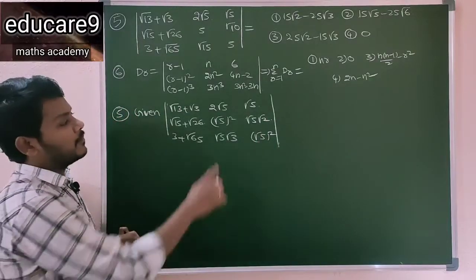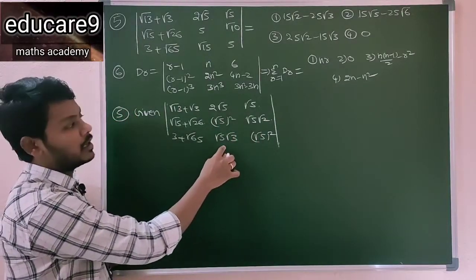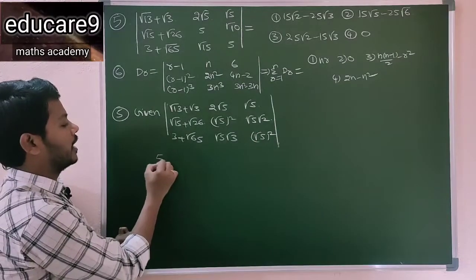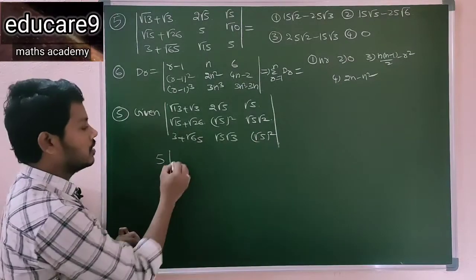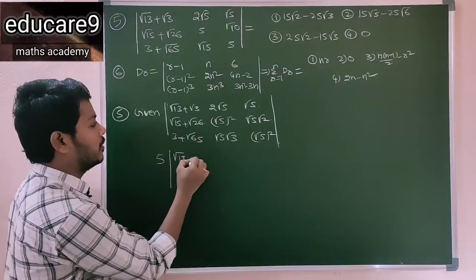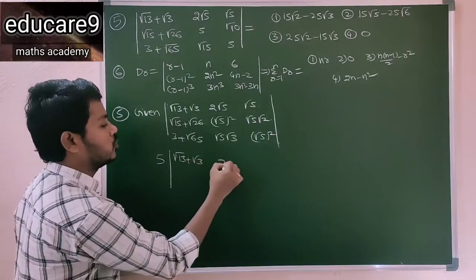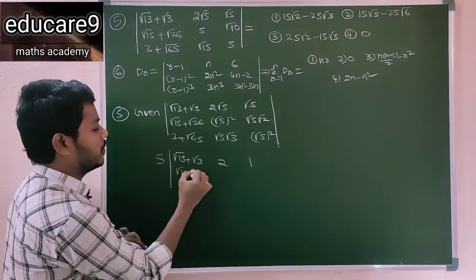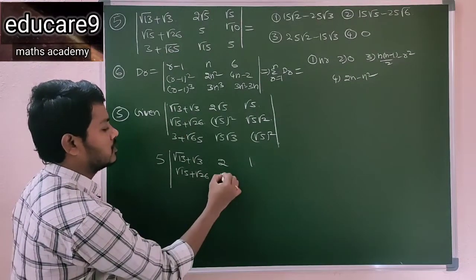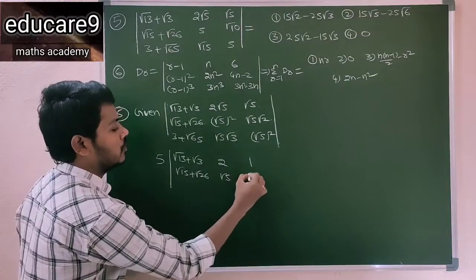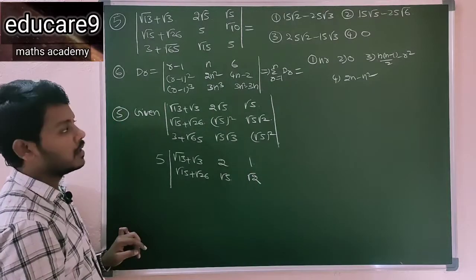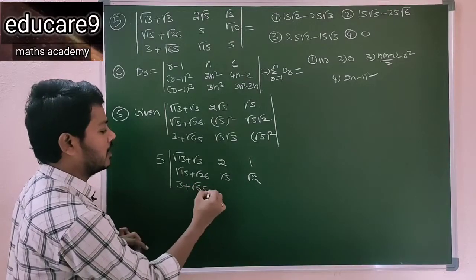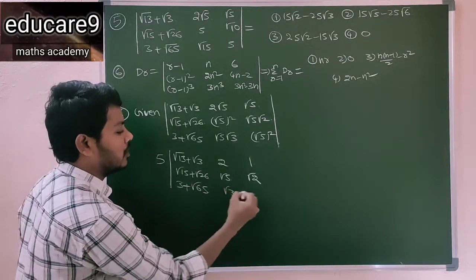So clearly from second column root 5 is common and from third column root 5 is common. So we will get 5. So that is root 13 plus root 3, this is 2, 1. Next here root 15 plus root 26. So here root 5, root 2. Next here 3 plus root 65. Here root 3, root 5.